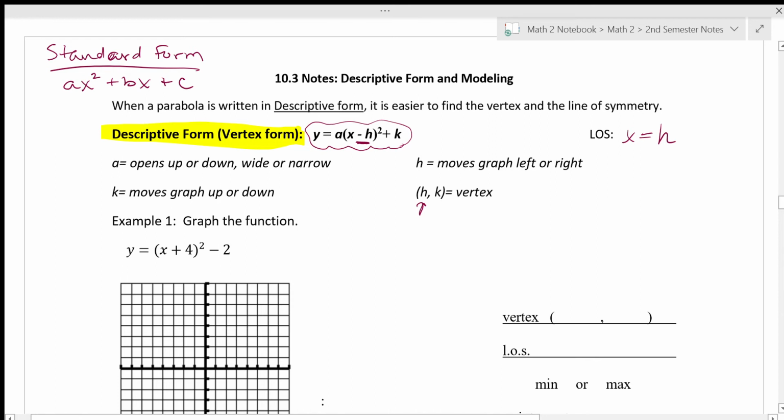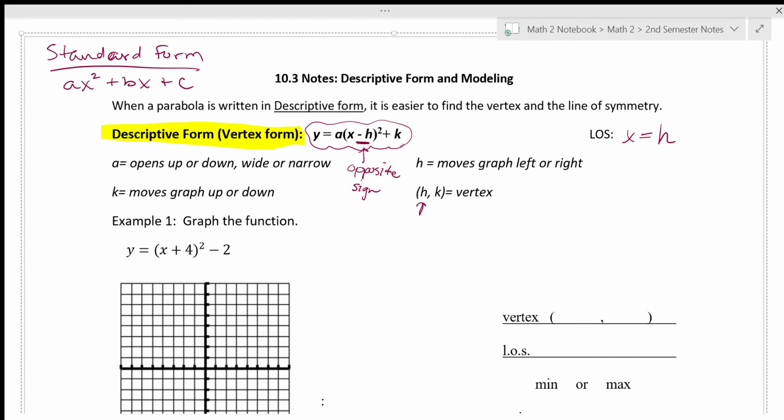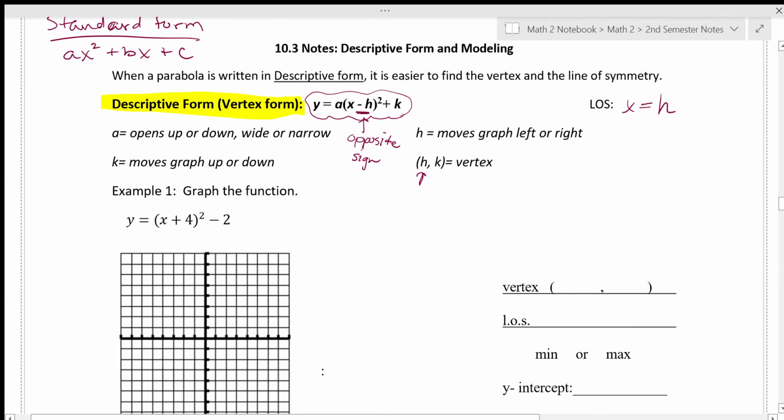The a tells us, as it did before, whether we open up or down, whether it's wide or narrow. The h is going to move our graph left to right. So if it says x minus 2, then we're going to go 2 to the right, because that sign is opposite. We can make a little note: opposite sign. But the k stays the same. K moves it up or down, h moves it left to right, because the h is the x coordinate of our vertex, and x moves us left to right. The k is the y coordinate, which moves us up or down.